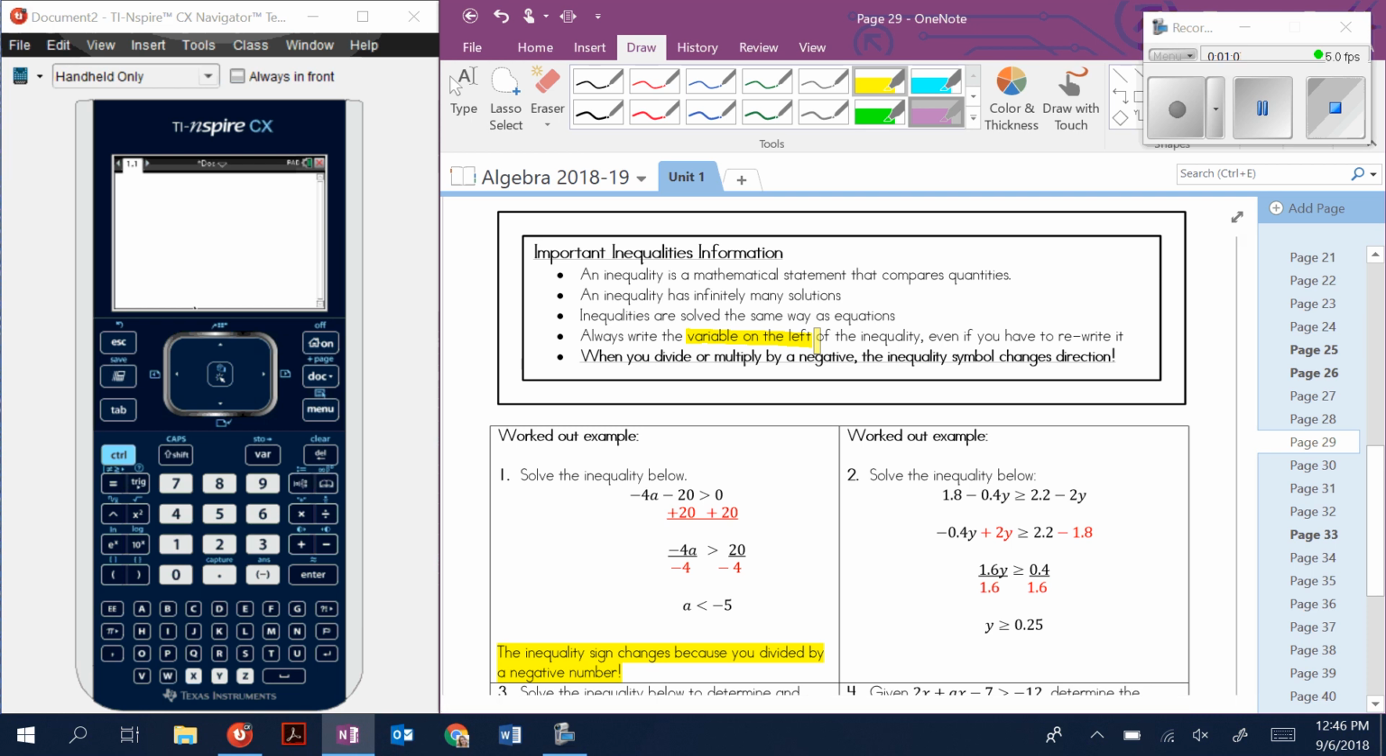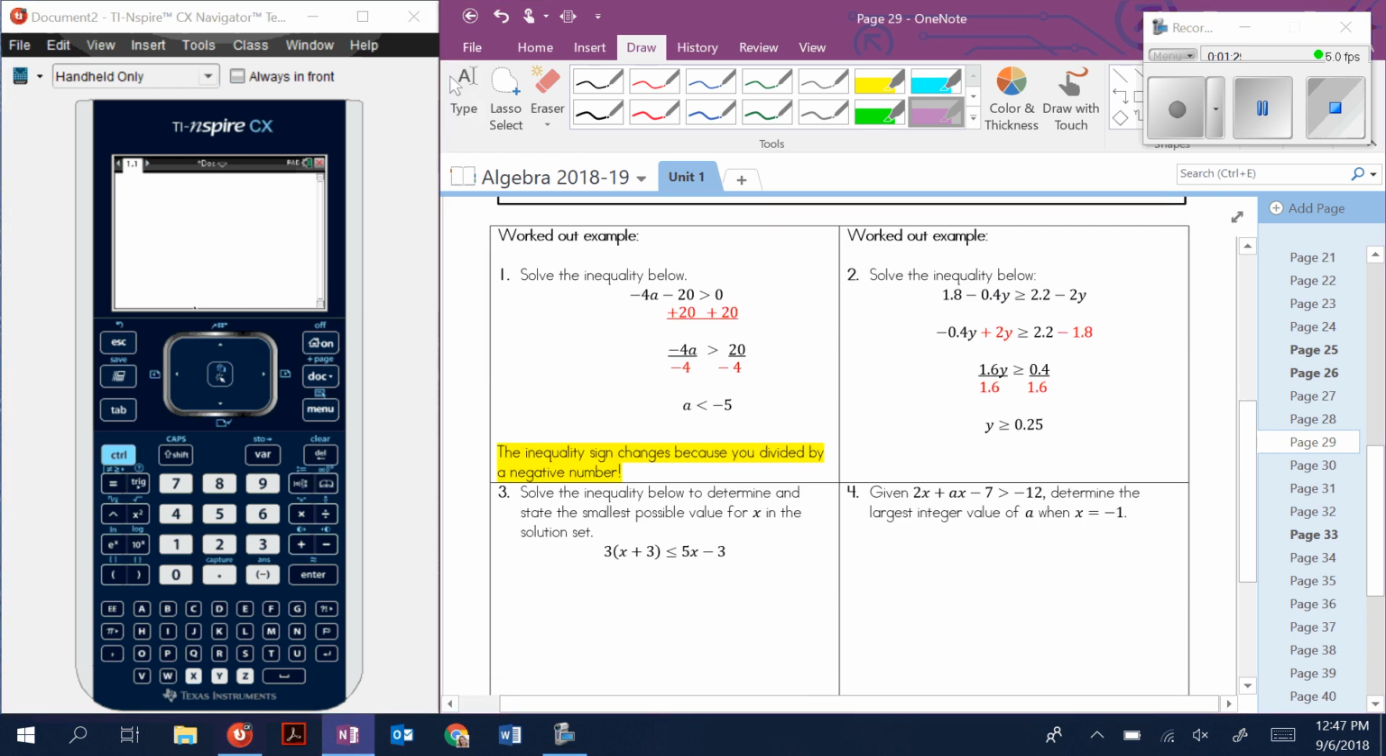And then also, when you divide or multiply by a negative, the inequality symbol changes directions. This is something I believe that you talked about way back in the day. I think 7th grade was when this concept was first introduced. If you're not sure about the reasons why or the proof of why, I'm sure you could find lots of stuff on the internet.